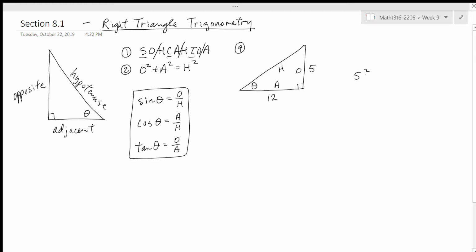So 5 squared plus 12 squared equals H squared. What is the square root of 5 squared plus 12 squared? Okay, good. 13? Y'all might want to check me. I was just guessing. Oh, it's right? Okay. Everybody see how we get that?